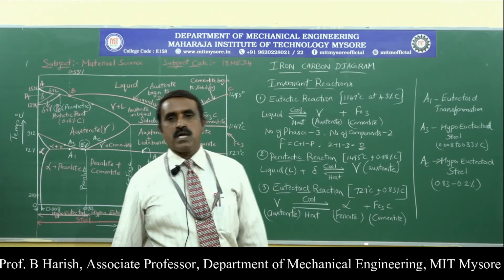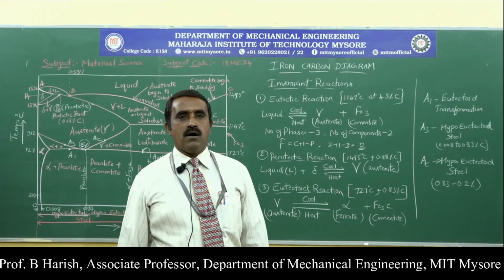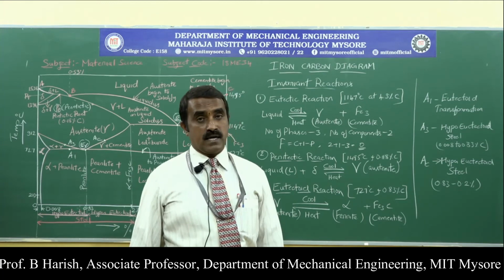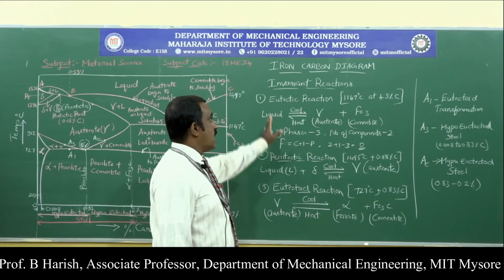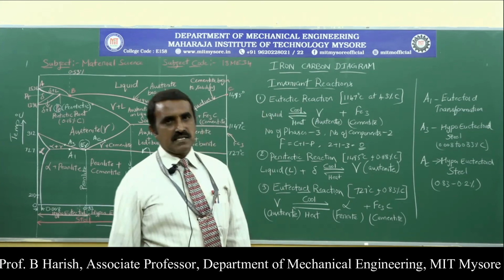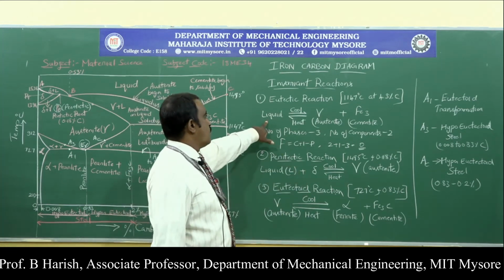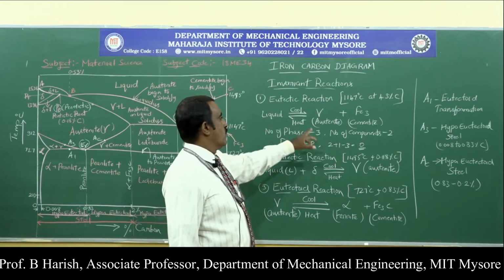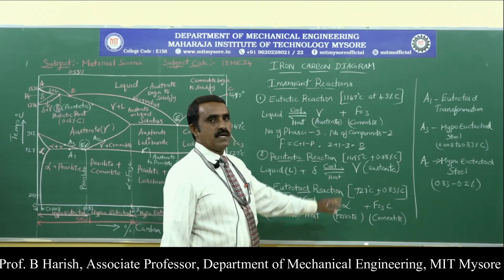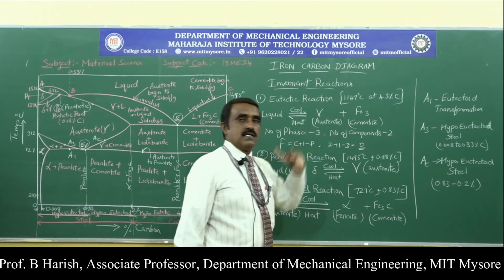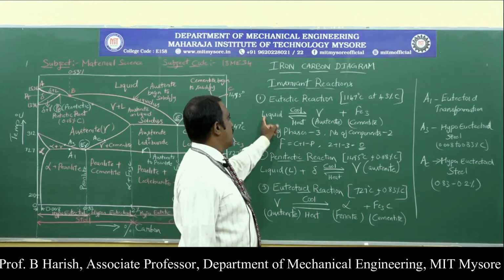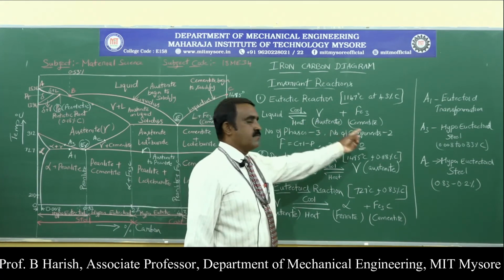What is eutectic, what is peritectic, what is eutectoid? Already it has been discussed in the previous session, that is, in types of phase diagram. Now here we can have three invariant reactions. The first one is the eutectic reaction. What is the reaction that takes place? Liquid on cooling or heating will give austenite plus cementite, that is gamma plus Fe3C. Fe3C is nothing but the cementite. So liquid on cooling gives austenite plus cementite.